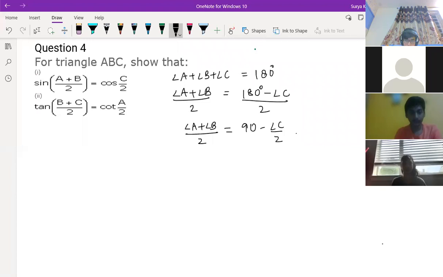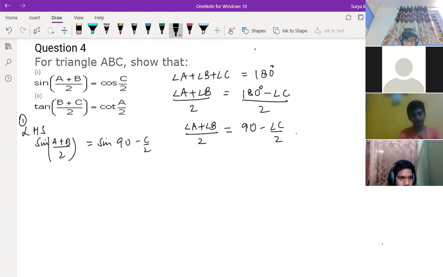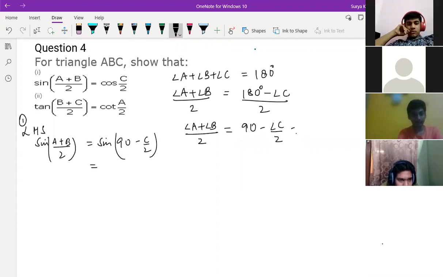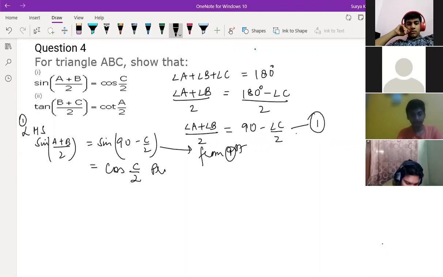Yes. Now I'm solving the LHS part. First question, LHS part I'm taking now. Sine of A plus B by 2 can be written as sine of 90 minus C by 2. Is it clear to everyone or not? From first, see, this is from the first. Is it clear? Yes, sir. So next, sine of 90 minus C by 2 is nothing but cos C by 2, and this got proved.